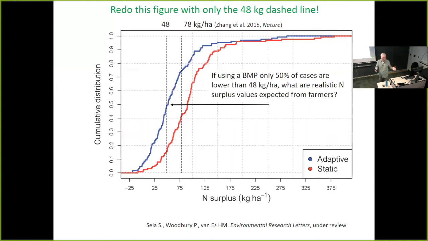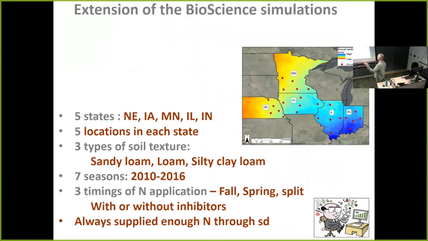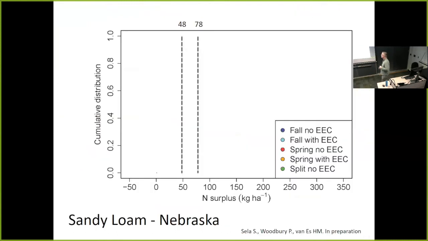So what is realistic? What is a realistic value to expect for farmers? If you now want to go and tell farmers to improve their management, you have to give them a realistic set of values. So we extended the bioscience simulation to include more soil types. We added inhibitors, and similar to the bioscience approach simulation, we always supplied enough N to eliminate any N deficiencies. And this is what we found.